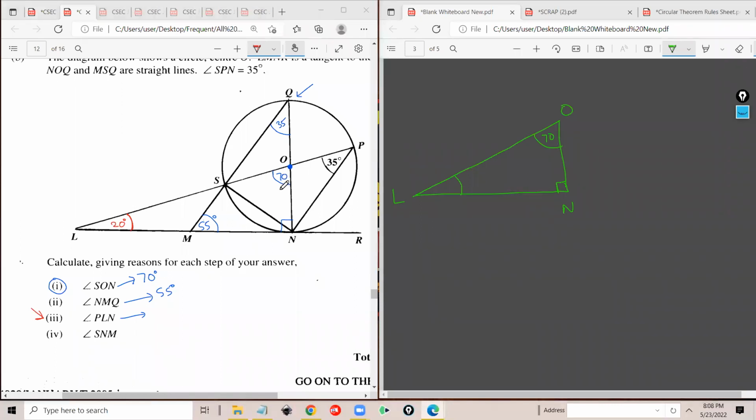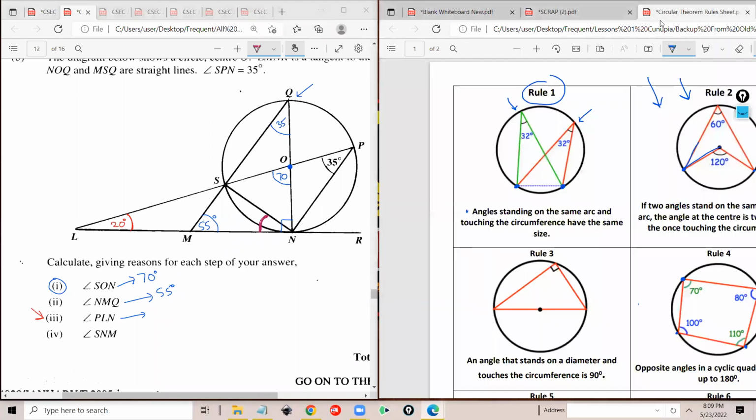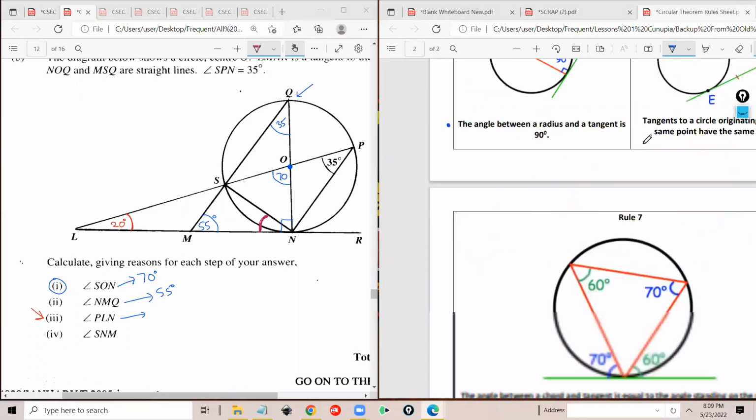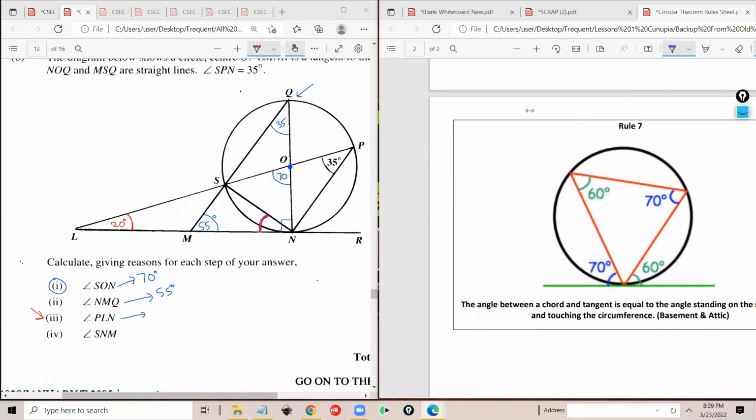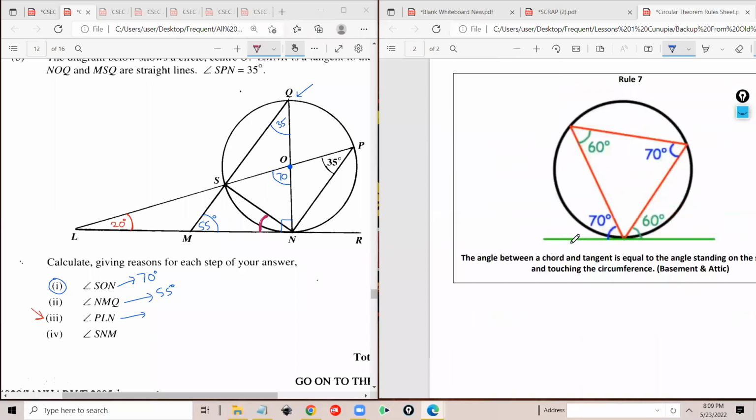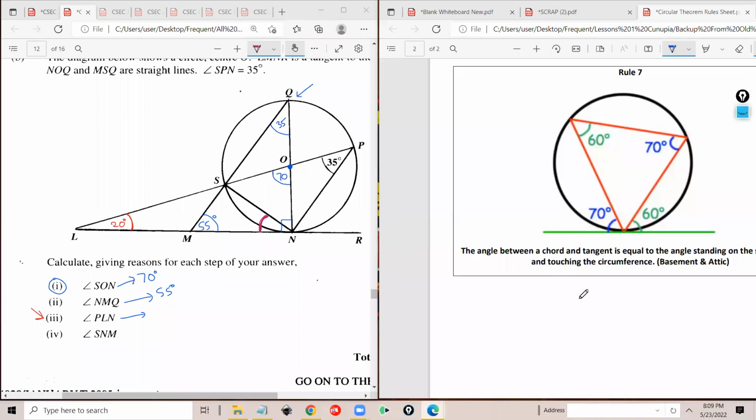Right, so I was overthinking that one. So over here is 20 degrees. Now for part 4, SNM. That's this angle here, this purple angle over here. Now it took me a while, right? But then I was thinking back to my rules, and let's look at rule 7. Now, rule 7 is basically saying this.